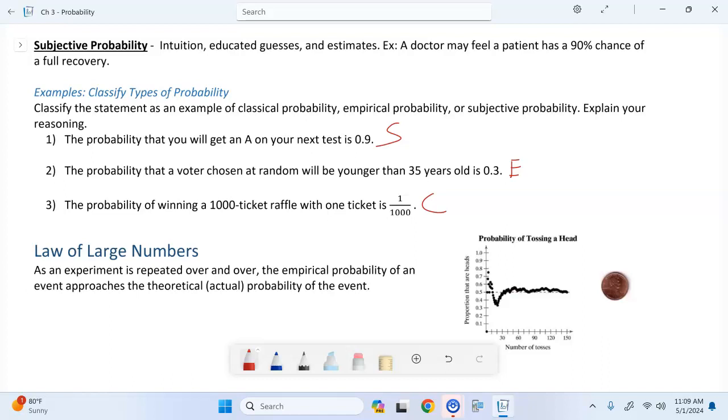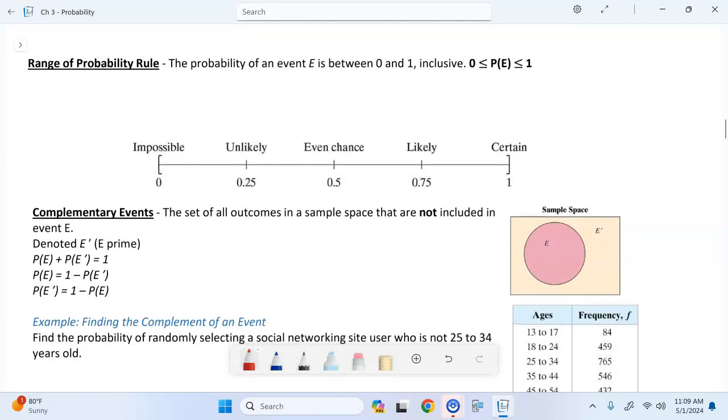But the law of large numbers says that the more we do a trial, the closer the empirical probability gets to the theoretical probability. And so while it may vary a lot around our 50% chance, as we start to do it 100, 200, 300, 400 times, it's going to get closer and closer to that theoretical probability. It may never actually reach it, and it may get there, and then the next time we do a flip, it's changed again.